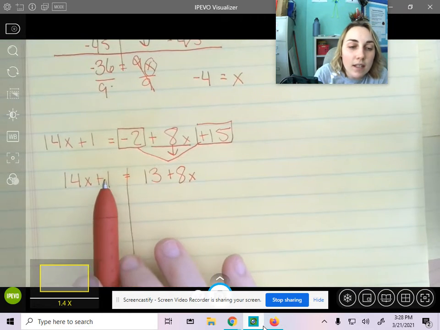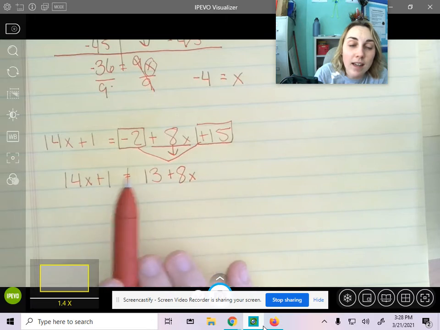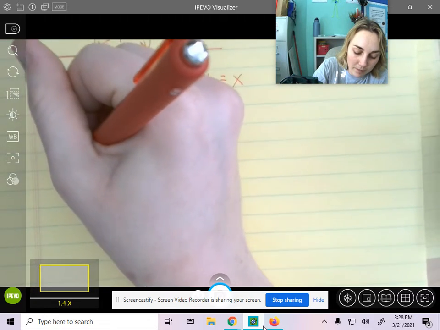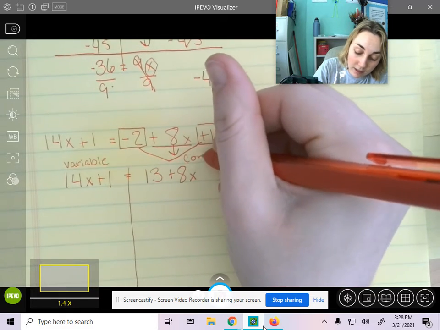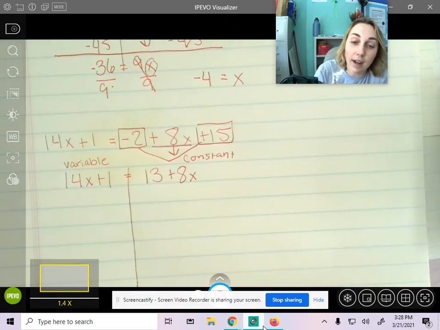So now that I'm looking at this, 14x is bigger than 8x, so I'm going to make this side my variable side. So if that's my variable side, this side has to be my constant side. All right, let's do this.